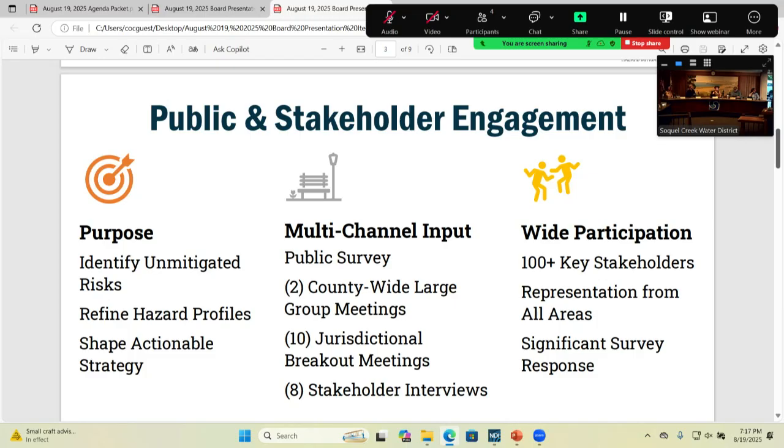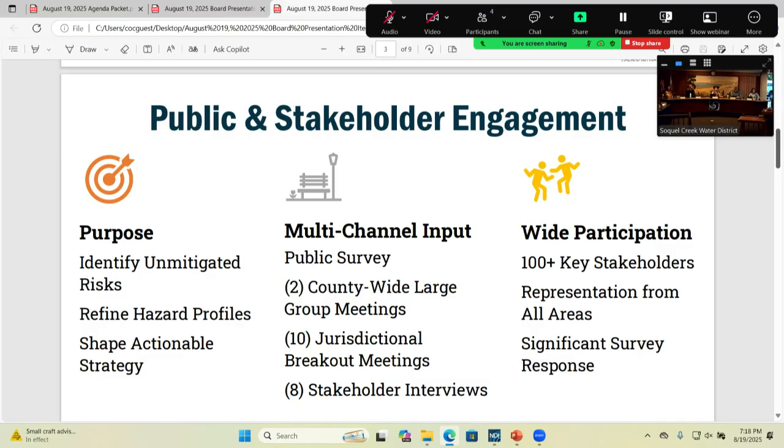The project consultant has used a very diverse strategy to maximize public engagement and agency engagement, such as public surveys, going to public events such as farmers markets and other community events, group meetings, workshops, interviews, and individual breakout meetings. This has really helped get wide participation with 100+ key stakeholders and representation of areas throughout the county, and a concerted effort to get representation of all the different demographics that we have throughout Santa Cruz County. So they've done a great job of that.